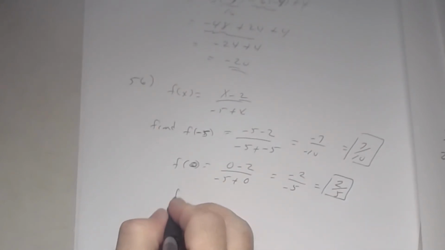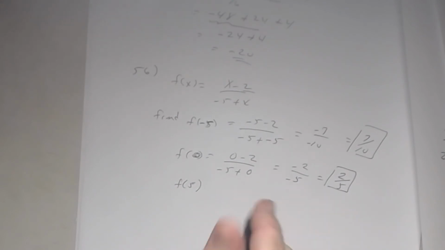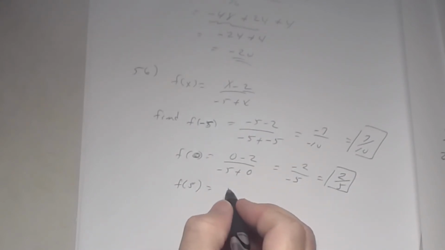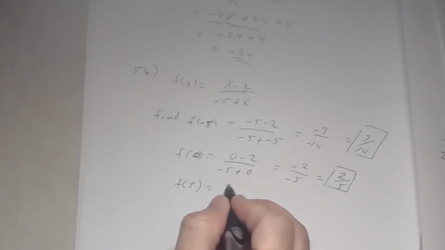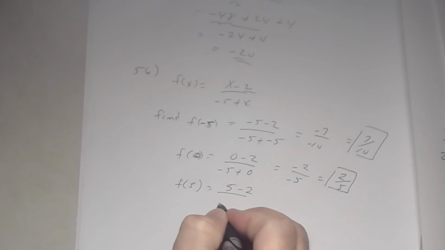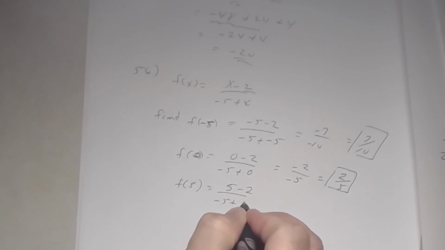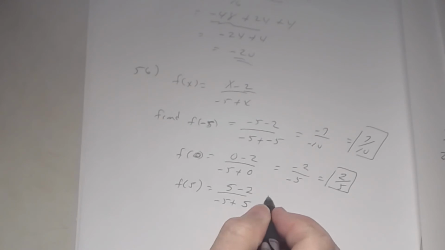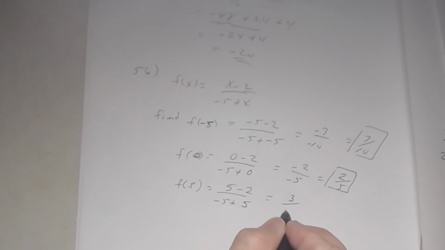Then they want you to find f of 5. So how do you find f of 5? Plug in where we see the variable x. What do you plug in? 5. So that's 5 minus 2 divided by negative 5 plus what? 5. Y'all agree? What's the numerator? 3. What's the denominator? 0.